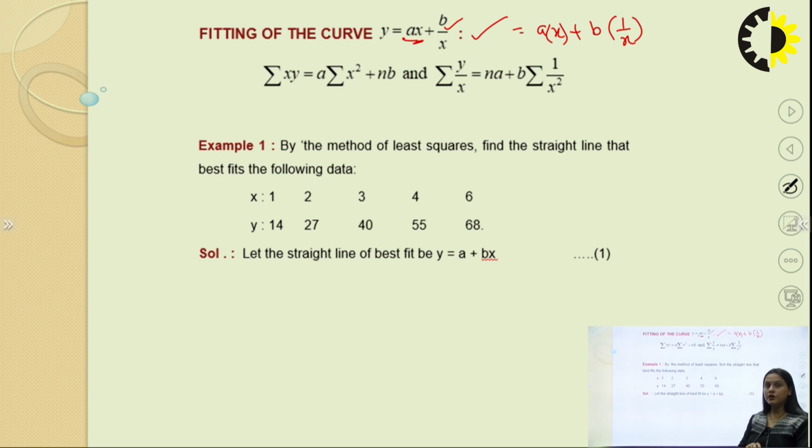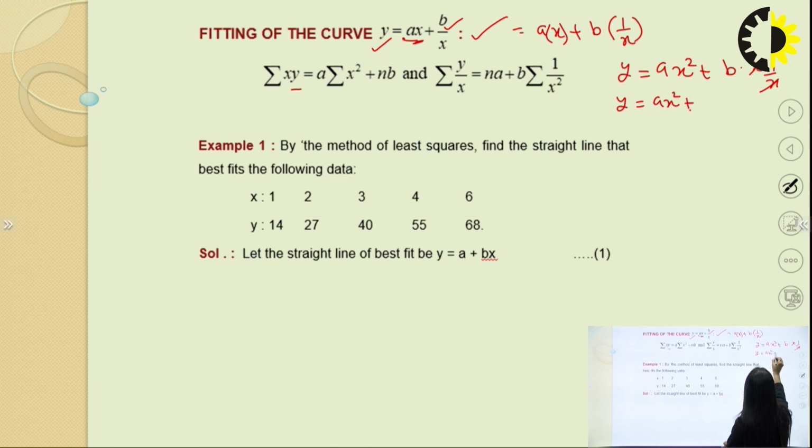So again, because we have to find two constants a and b, we will get two normal equations. One is for a and another one is for b. So first we will multiply the same equation by x, which is the coefficient of a. So we will get xy, and I'll do it for you. It is xy = ax square plus b into x into 1 upon x. So we will get xy = ax square plus b.